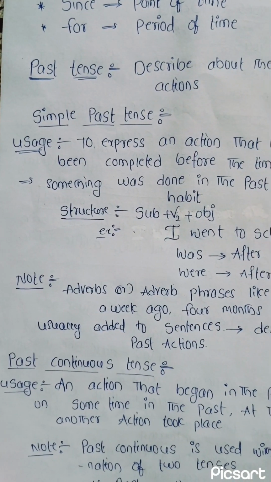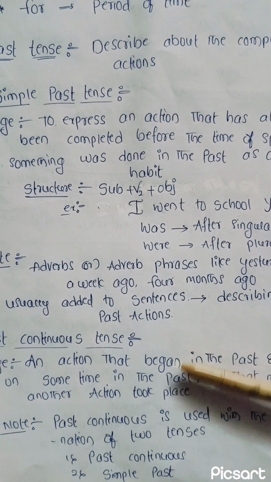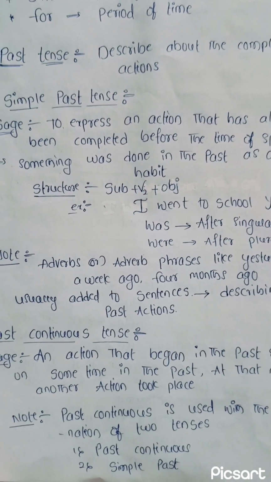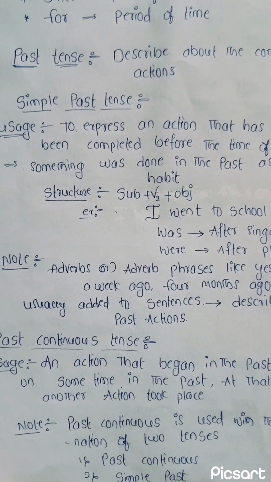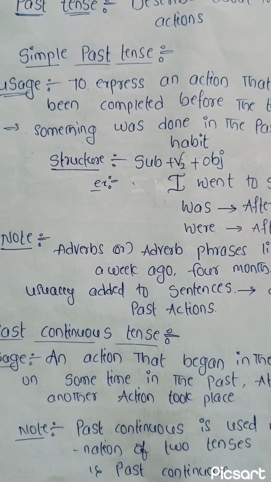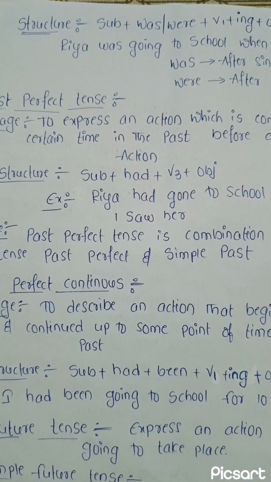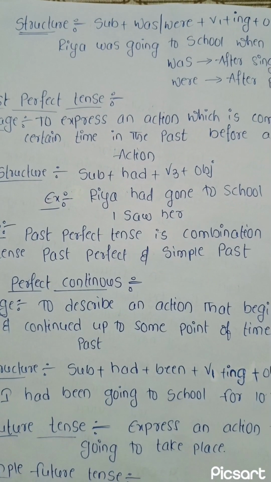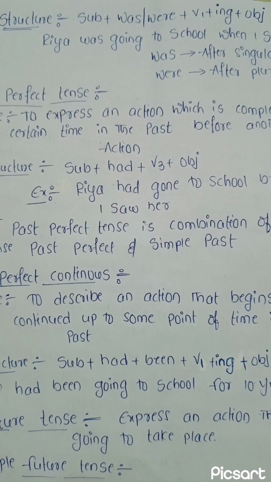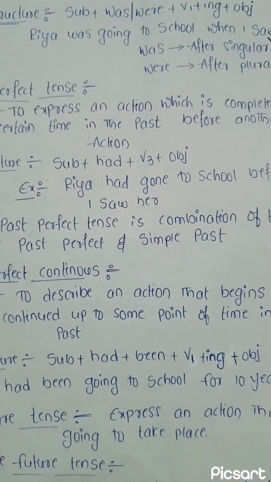Next one is past continuous tense. It is used to express an action that began in the past and continued for some time in the past. At that moment, another action took place. Past continuous tense is a combination of two tenses. First one is a past continuous and second one is a simple past. Structure of past continuous tense is subject plus was, were plus V1 plus ing plus object. We have to use was after singular nouns in the past, were after plural nouns in the past.